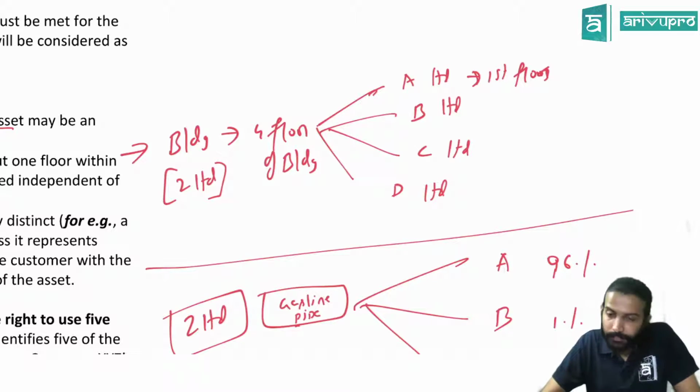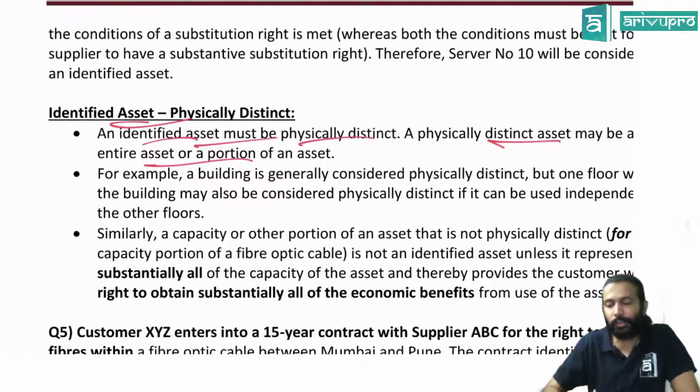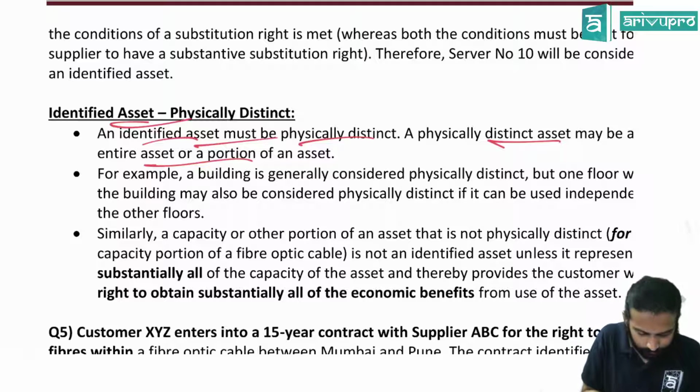Any other doubt? No. Okay. So what did we learn from identified assets so far? It's a new concept, so we'll have a recap. We learn it here only. Identified asset means 3 points we learned. What are the 3 points? First, an identified asset should be physically separate or physically distinct.